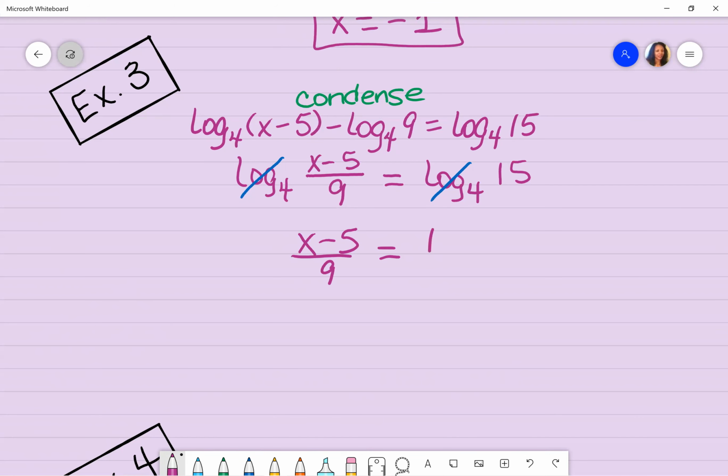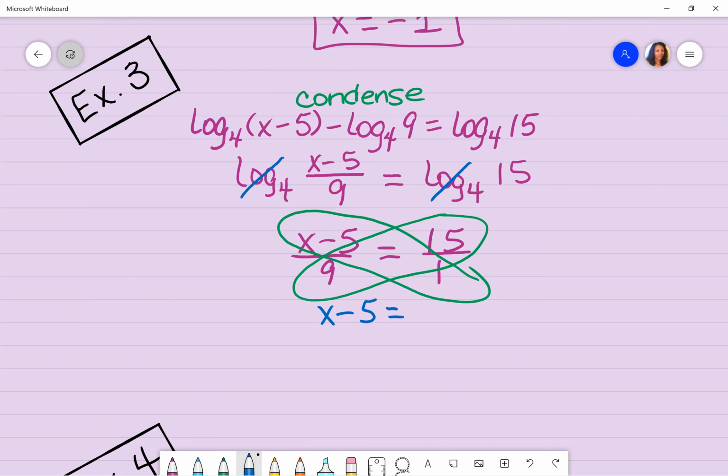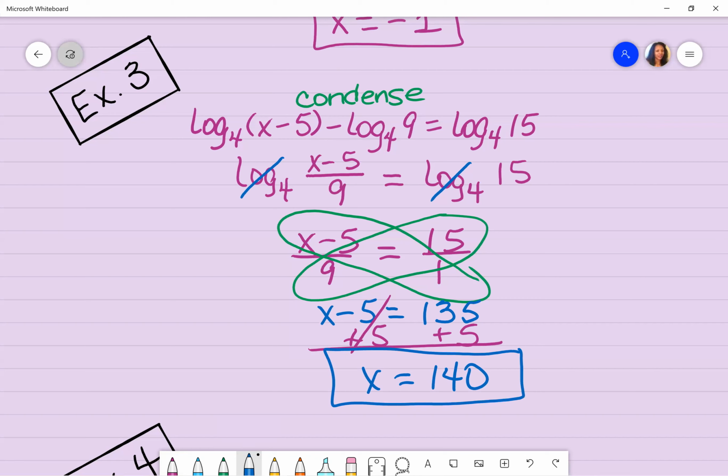If you ever have a fraction equal to a whole number, just make that whole number a fraction. And at this point, I personally would just cross multiply. So when I cross multiply, I have x minus 5 is equal to 135. And then solving for x, I'm going to add 5 on both sides. And my x value becomes 140. So that's solving for x.